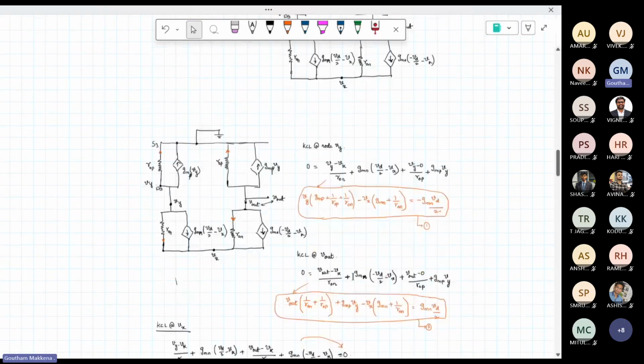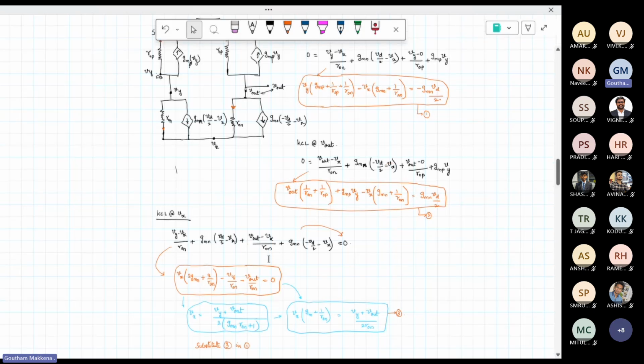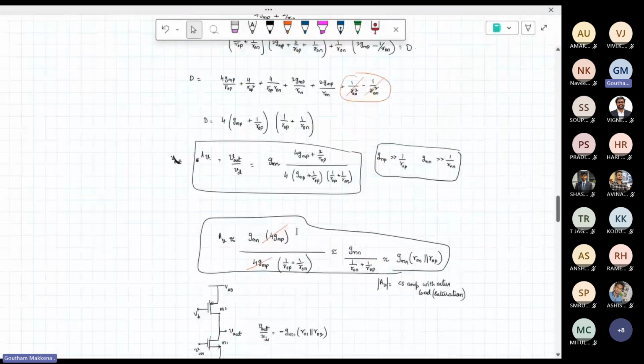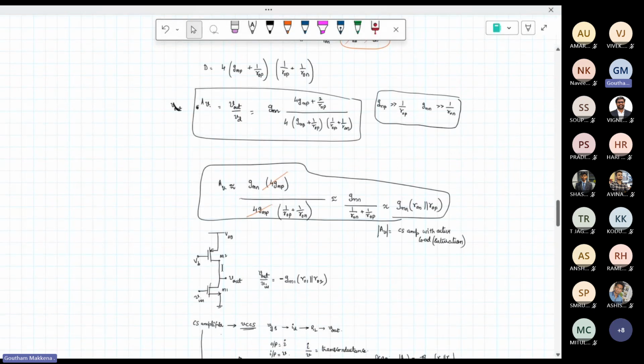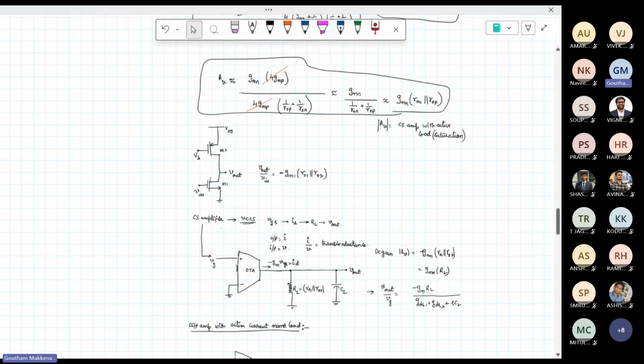So I gave you the basic KCLs, right? And then three important equations. From these three important equations, we did some substitutions and we ended up with the DC gain almost equal to the same as the common source amplifier with an active load. So this common source amplifier with active load, I redrew as something like this.